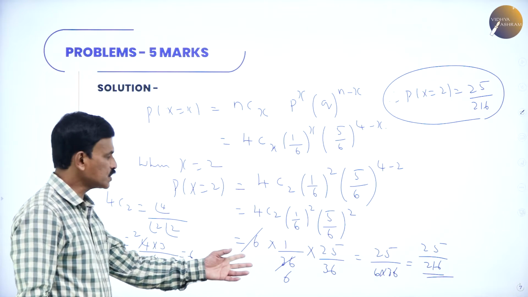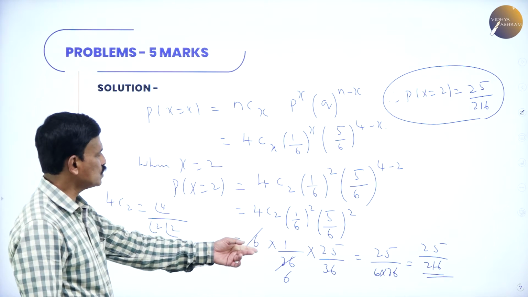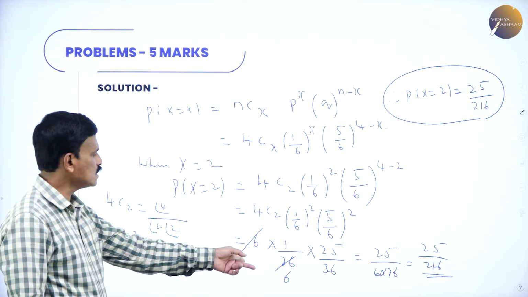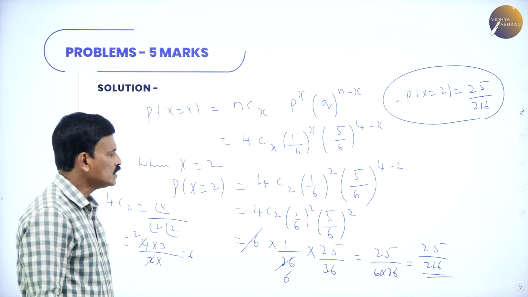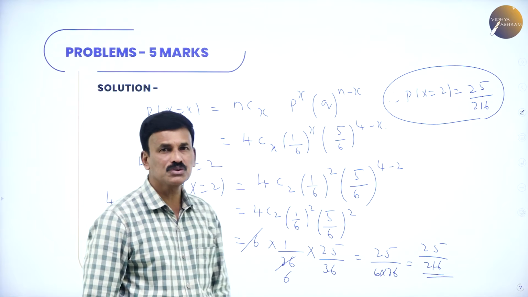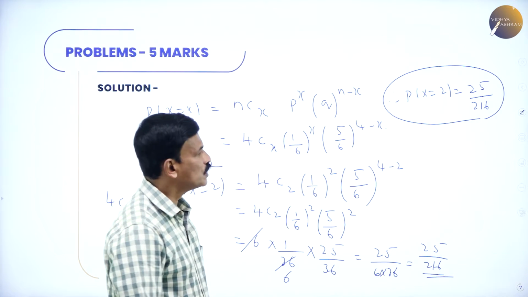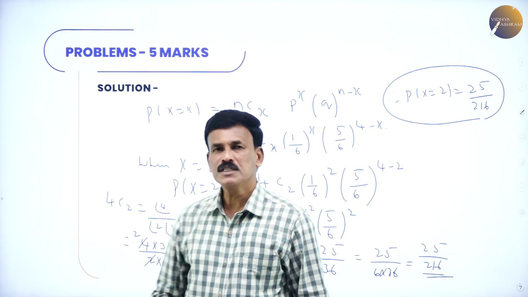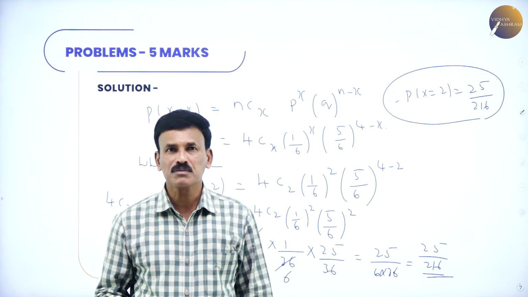462 is nothing but 6 into 1 by 36 into 25 by 36. 6 6 gets cancelled. So, 25 divided by 6 into 36 is 216. So therefore P of x is equal to 2 is 25 divided by 216. Okay. Now let us come to the next problem.